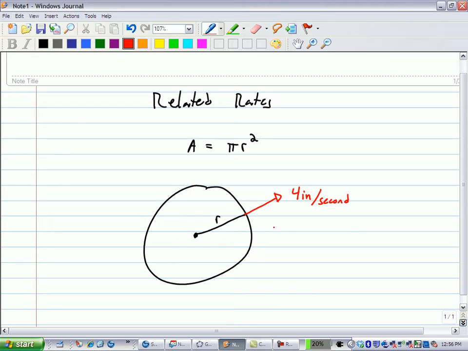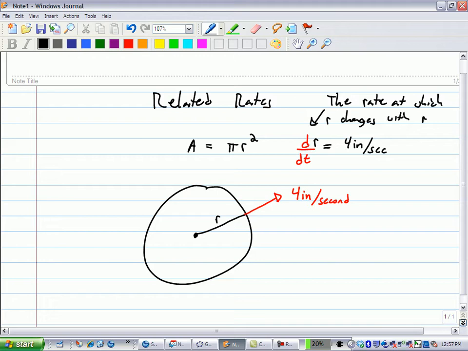Another way to write that the radius is increasing at 4 inches per second is, I could say that dr/dt is equal to 4 inches per second. dr/dt means the rate at which r changes with respect to time.